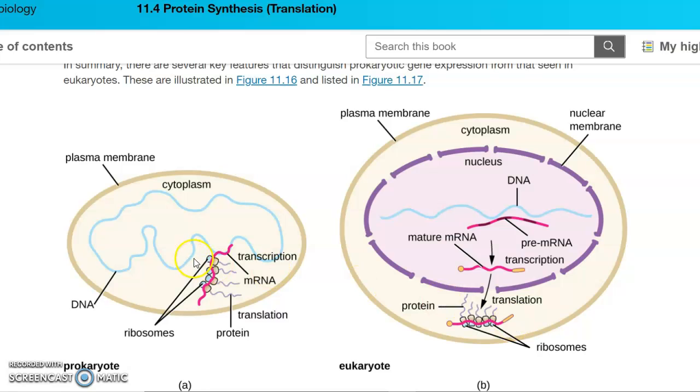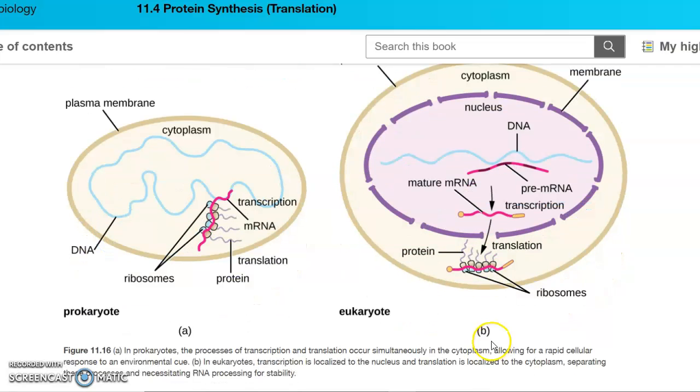So in prokaryotes, it all takes place in the cytoplasm. And in eukaryotes, the first part, transcription, takes place in the nucleus, and then translation takes place in the cytoplasm at the ribosome.